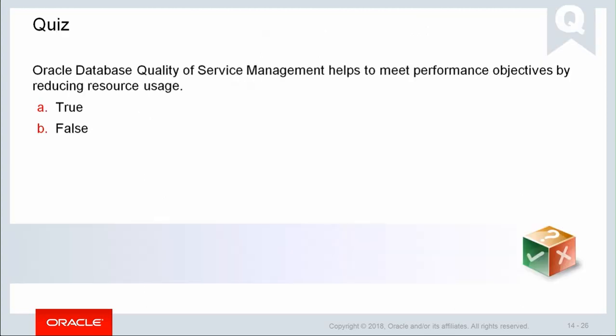And we have a quiz here. Oracle Database Quality of Service Management helps to meet the performance objectives by reducing resource usage. No, it's not by reducing resource usage. It is by reducing wait time. Okay, so that way the overall performance of the application will be improved.